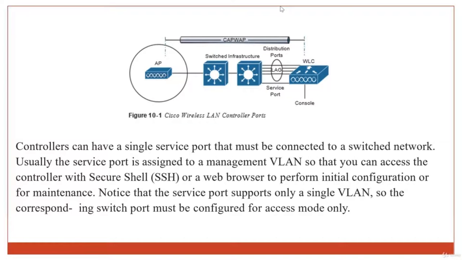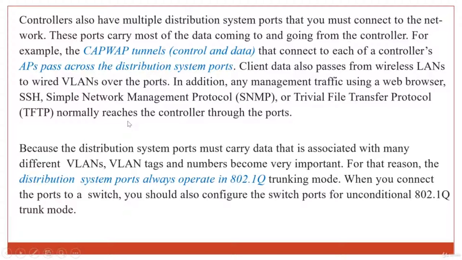Now here in the diagram, you can see the distribution system. Obviously, the WLC is connected with the switch, and that's why you have the distribution port. We can have the link aggregation group. The service port is for out of band management. You have the console port, and if you want to have multiple WLCs, we can use the redundant port as well. Then from WLC to AP, we have the CAPWAP tunnel, and the information will get exchanged. These are one type of port we have.